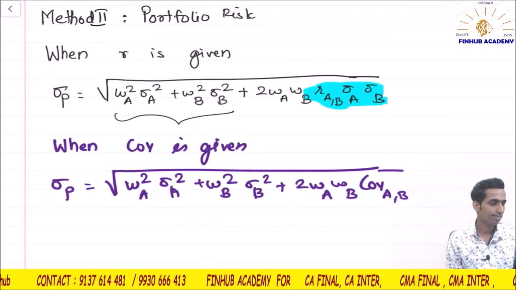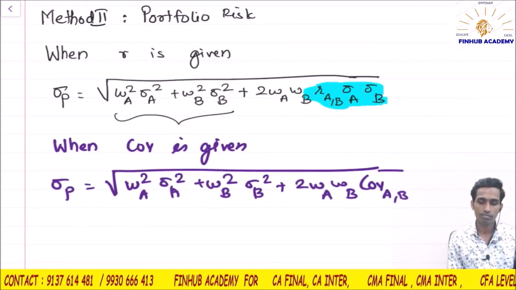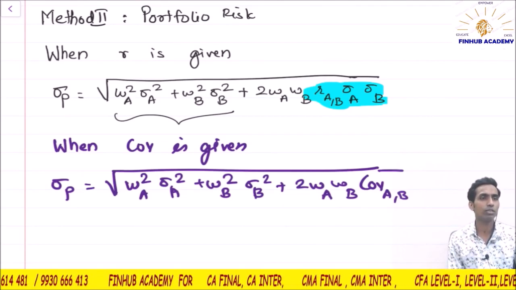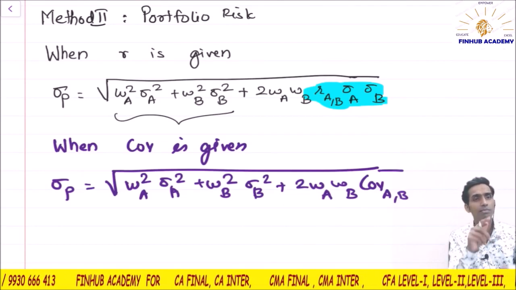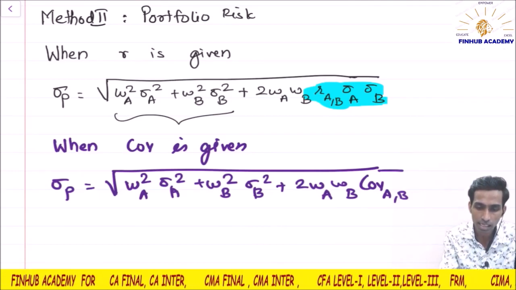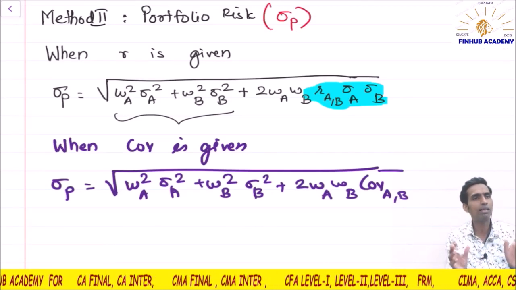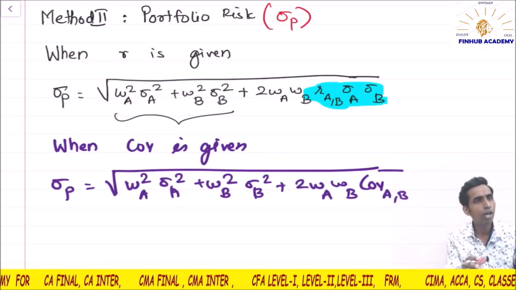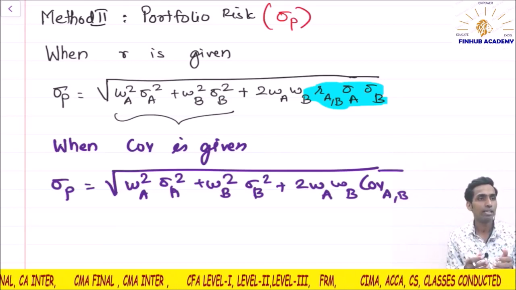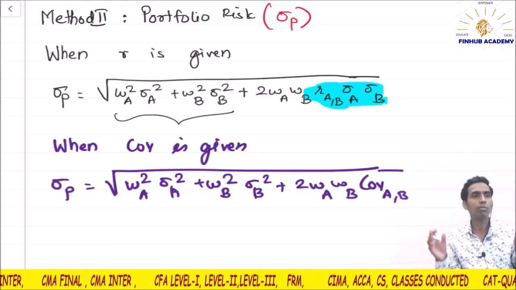Please write this. Portfolio risk means calculation of portfolio risk. Method 2. The first one was also a method: by the table we calculated a standard deviation. This is nothing but the probability distribution, that is, by table. You can do it by table, and method 2 means this also. I have just given it a name. You can also apply the formula.